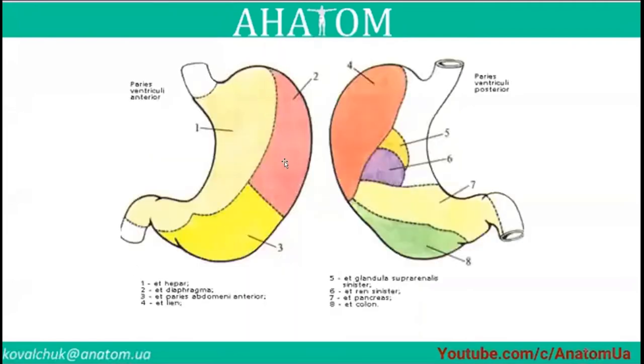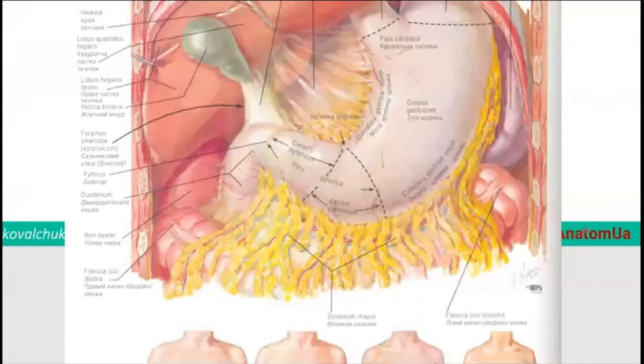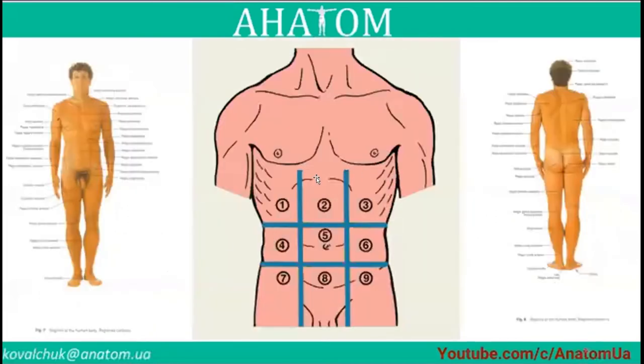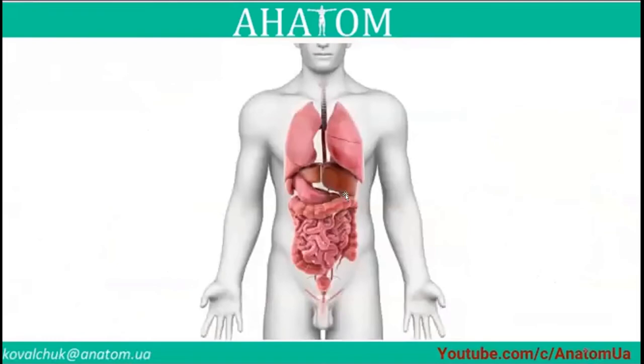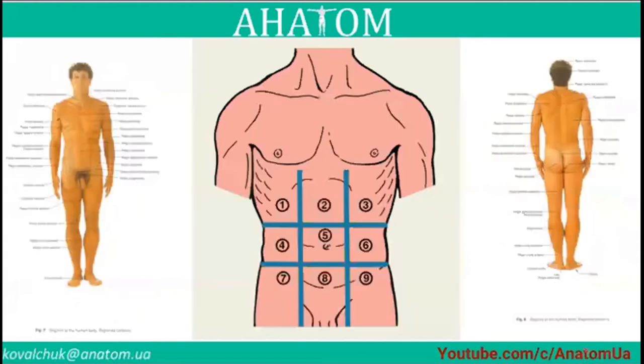Syntopy is which organ touches, for example, the stomach. It's the liver, diaphragm, pancreas, spleen, kidneys, supra-adrenal glands, and colon. And after this, we can look at a picture where some region is located in the external structure. And at the end, it's syntopy, the different organs in the abdominal cavity. Very important, nine regions in the anterior wall of the abdomen, the projection of these organs to the skin externally.